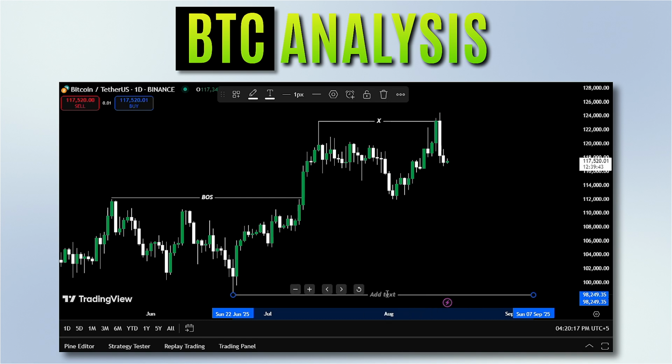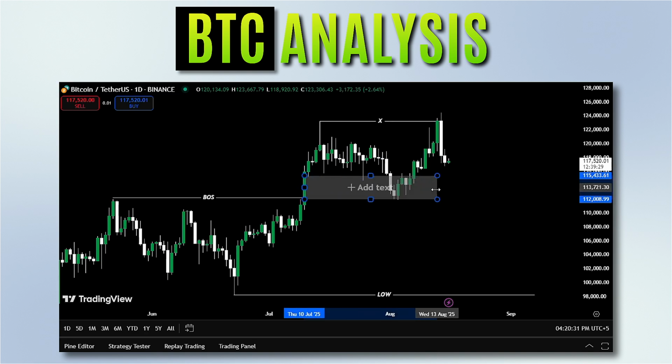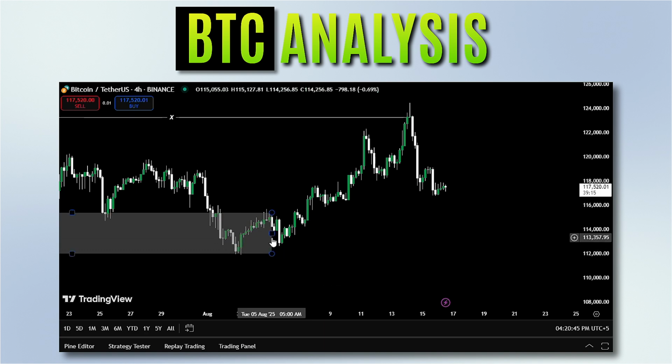Following this BOS, we see a fair value gap, FVG, which is an inefficiency in the market. This is a key area where we would expect the price to return to before continuing its upward movement. The price has been pulling back and it's currently trading near this FVG, which aligns with our expectation for a potential re-entry point for long positions.